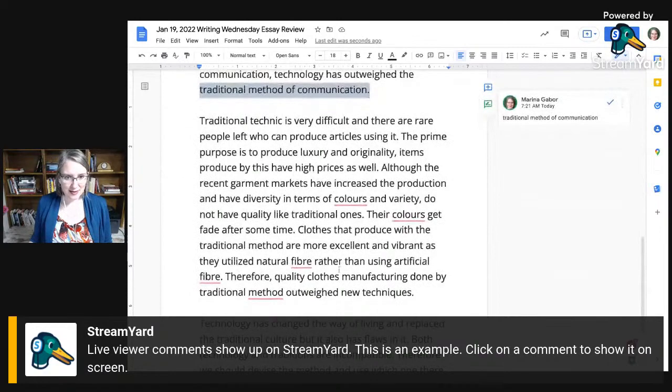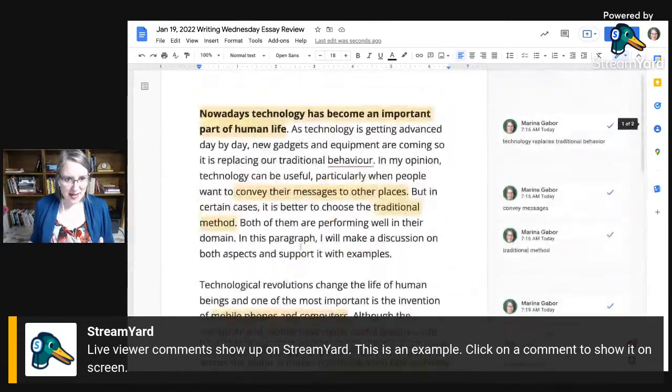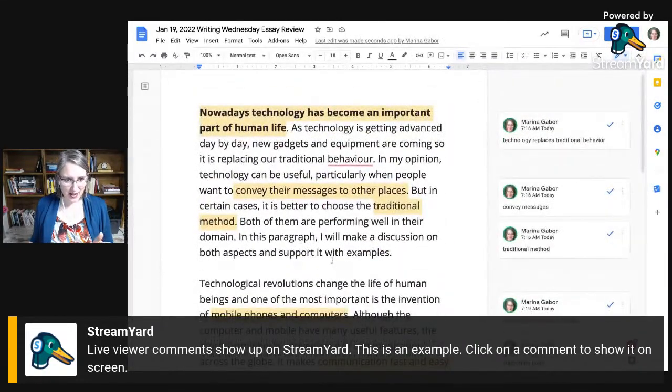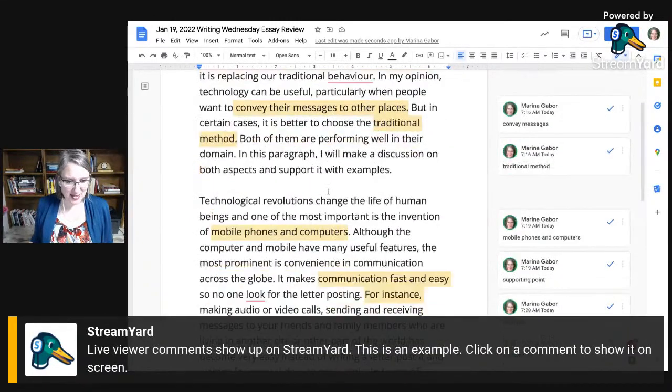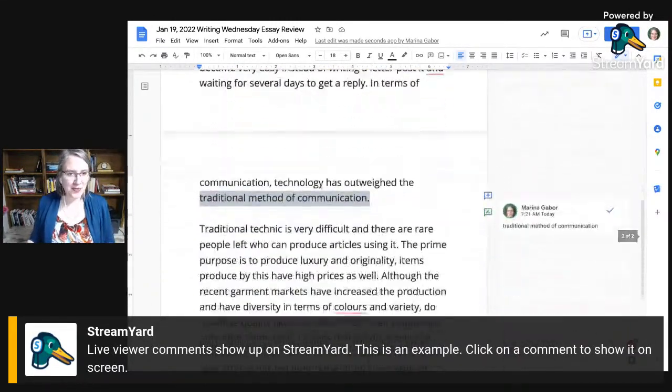Because in the introduction, he was saying technology is good because you can convey messages, but in certain cases, traditional is good. So let's see if the second paragraph is about that.